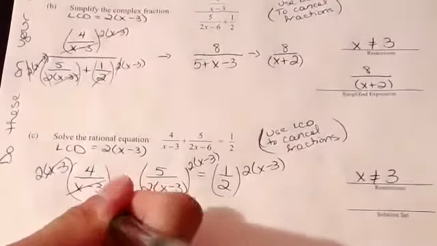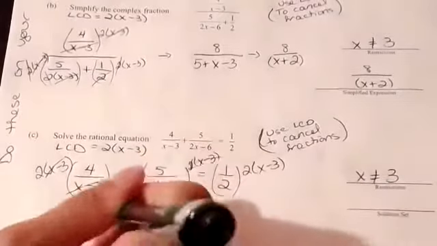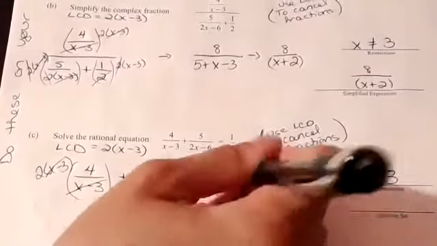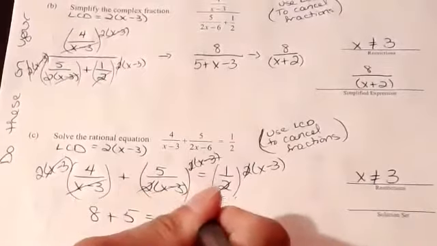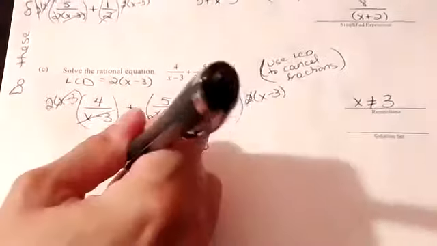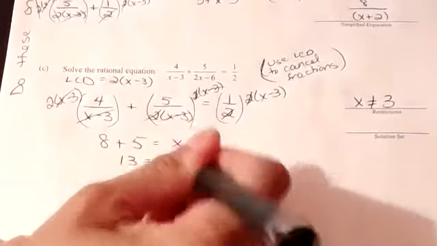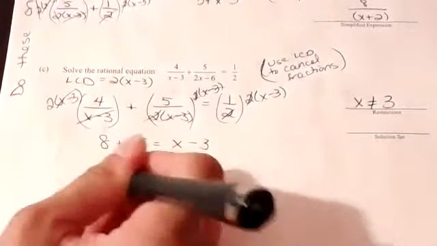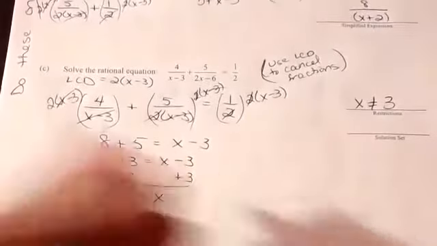We have 8 plus, and notice both of these factors cancel. 5 is equal to, notice the 2's cancel. 1 times x minus 3 is x minus 3. You are going to combine like terms. So we have 13 is equal to x minus 3. Let's add 3 to both sides. And we find that 16 is equal to x.